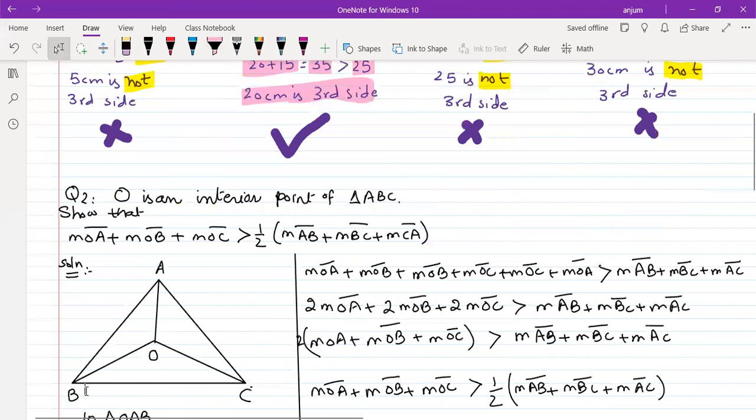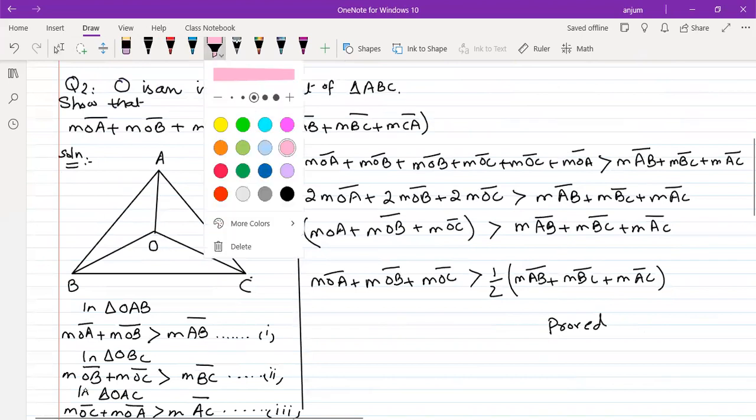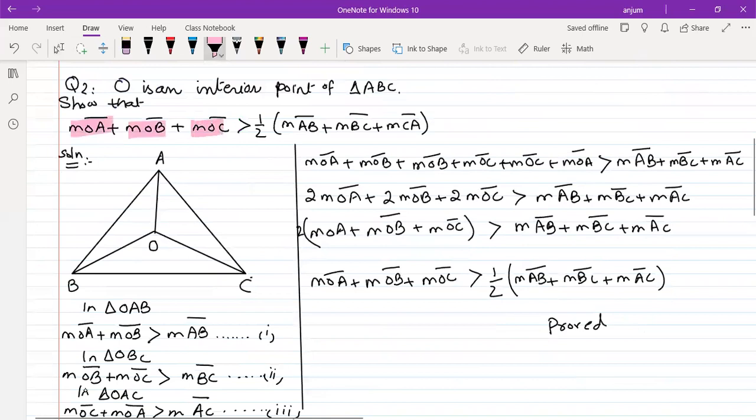Now look at the statement of question number 2. It says that O is an interior point of triangle ABC. Show that measure OA plus measure OB plus measure OC is greater than half of measure AB plus measure BC plus measure CA. So O is some interior point in this triangle ABC, and if we look at triangle AOB, a part of the big triangle, we can say that the sum of two sides is greater than the third side. So measure OA plus measure OB will be greater than the third side AB.